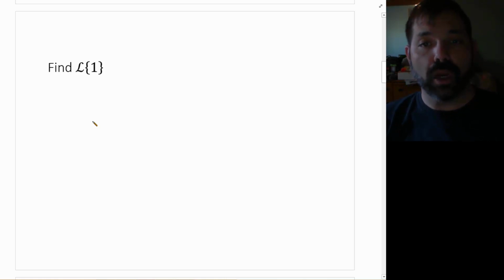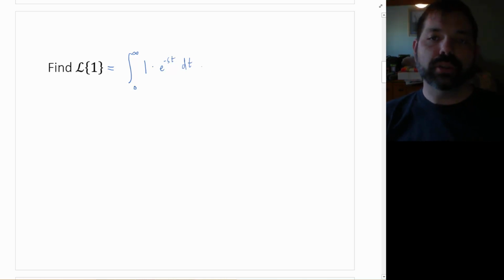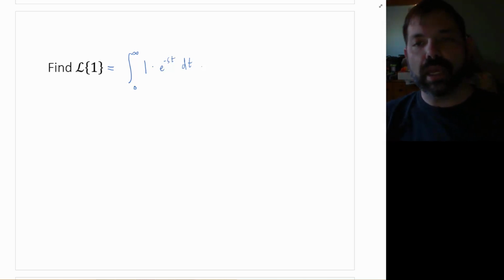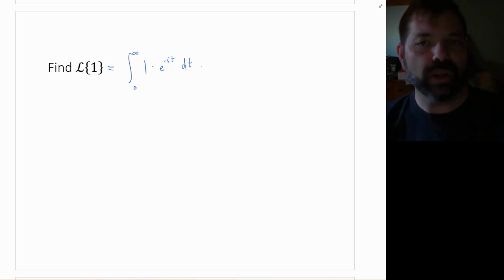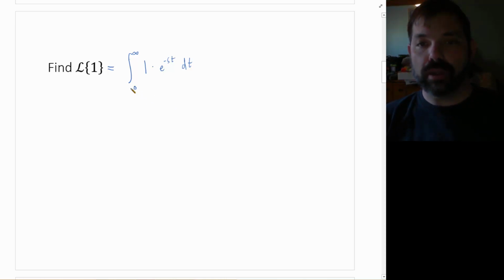Let's find the Laplace transform of 1. By definition, this is equal to the integral from 0 to infinity of 1 times e to the negative st dt. Back in calculus, you learned to rewrite this as a limit, substituting some other letter for the infinity and taking the limit at the end. I'm just going to substitute the infinity at the end, and we'll talk about what happens with that infinity. So we're integrating 1 times e to the negative st dt, which is just the integral from 0 to infinity of e to the negative st dt.